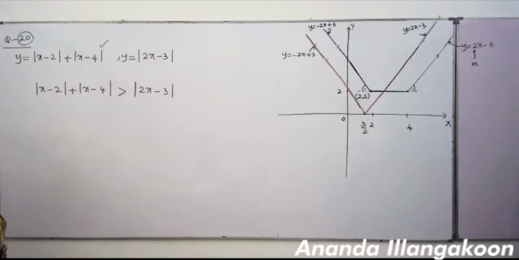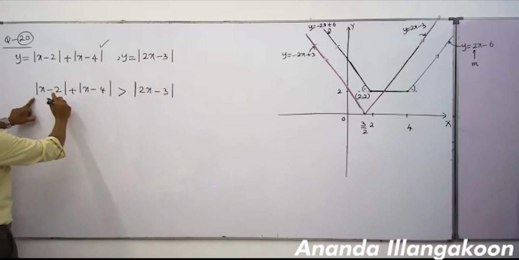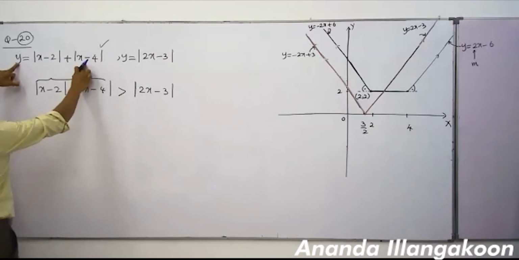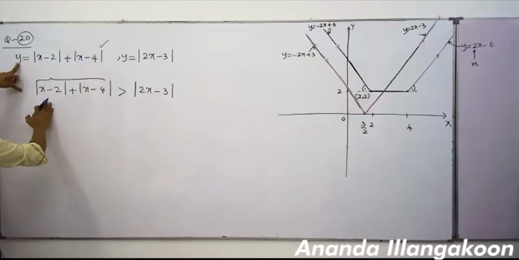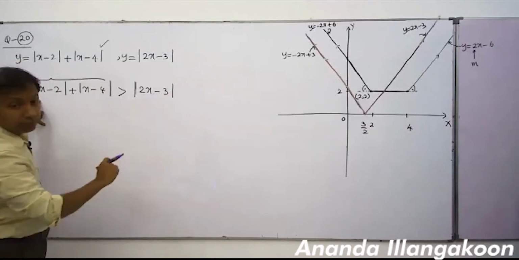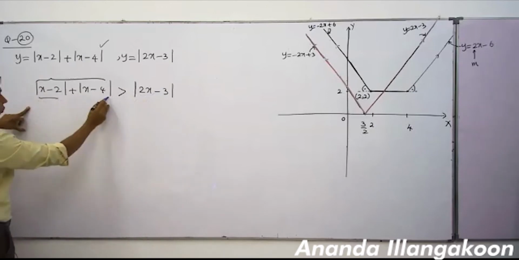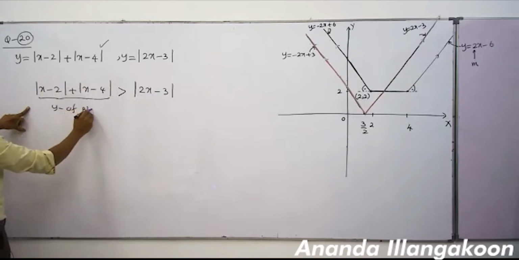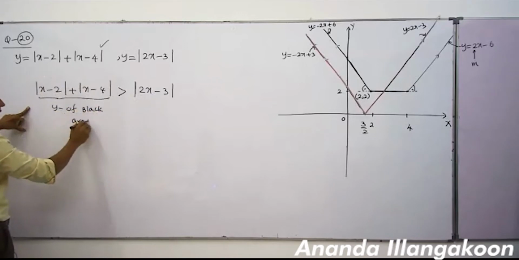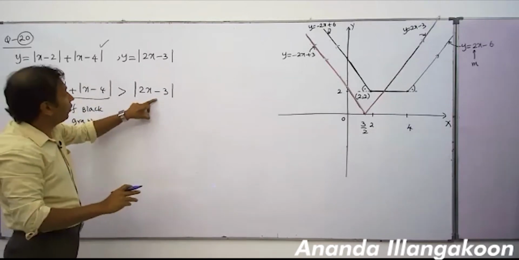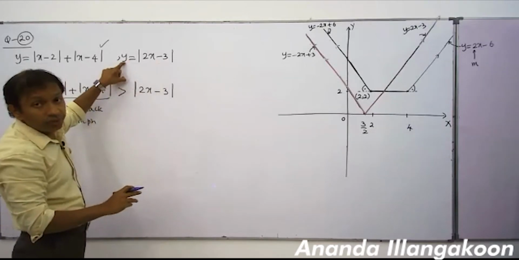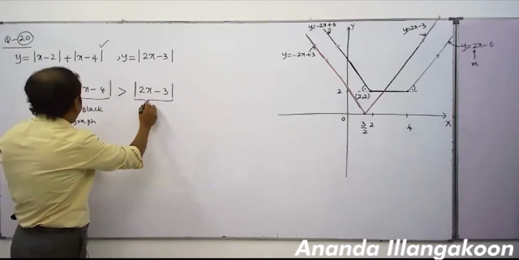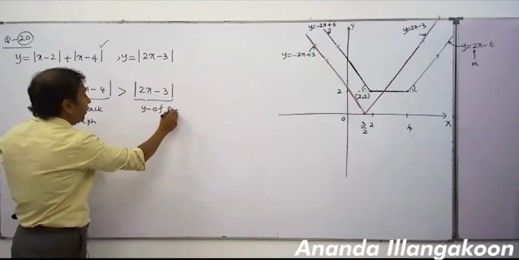Okay. All right, people, now this part means this y, and then this means what? The y value of the black graph. This is y of, in my diagram, the black graph, right? Mod 2x minus 3 means this one. It is y. This means this y is the y of the red graph.